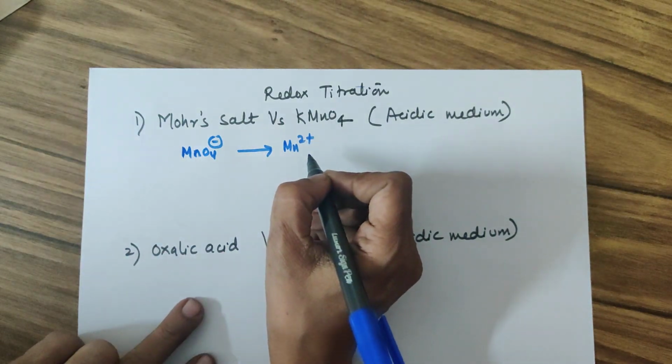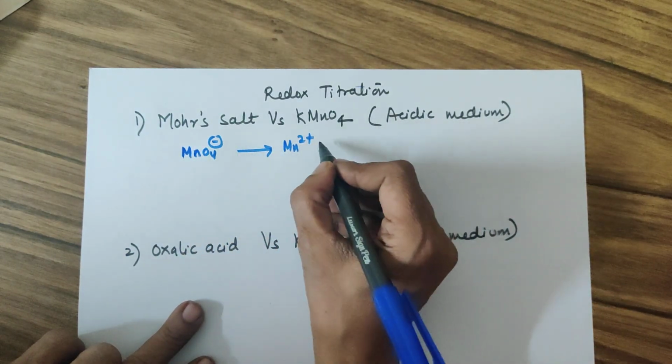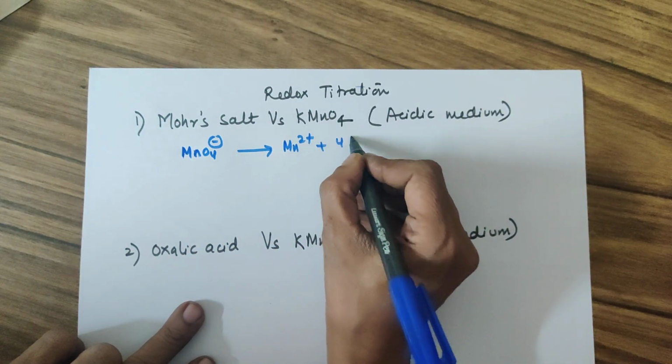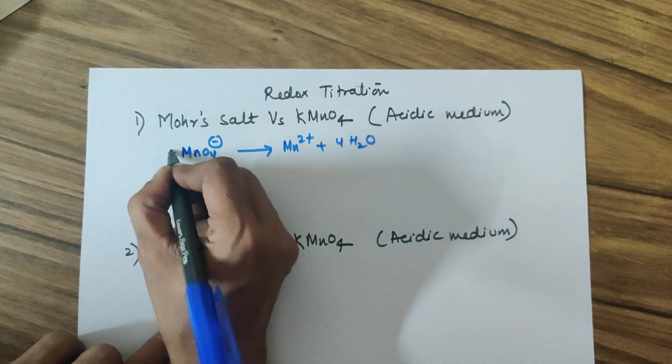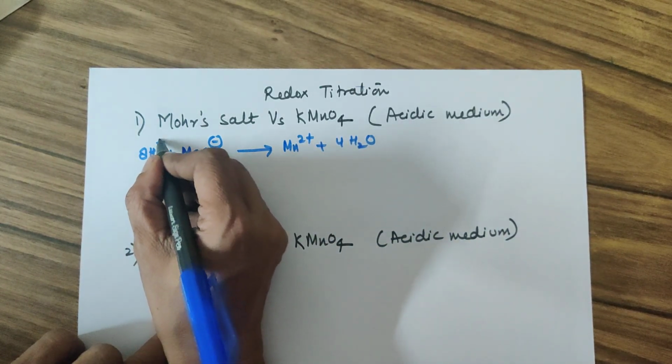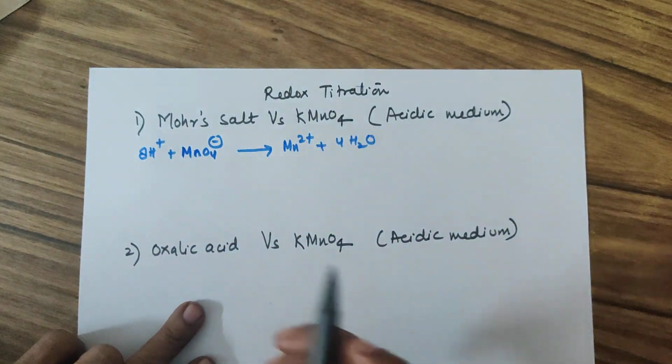For this, let us balance this first. Oxygen is to be balanced by water. So 4H2O. Hydrogen is to be balanced by H positive. So 8H positive.